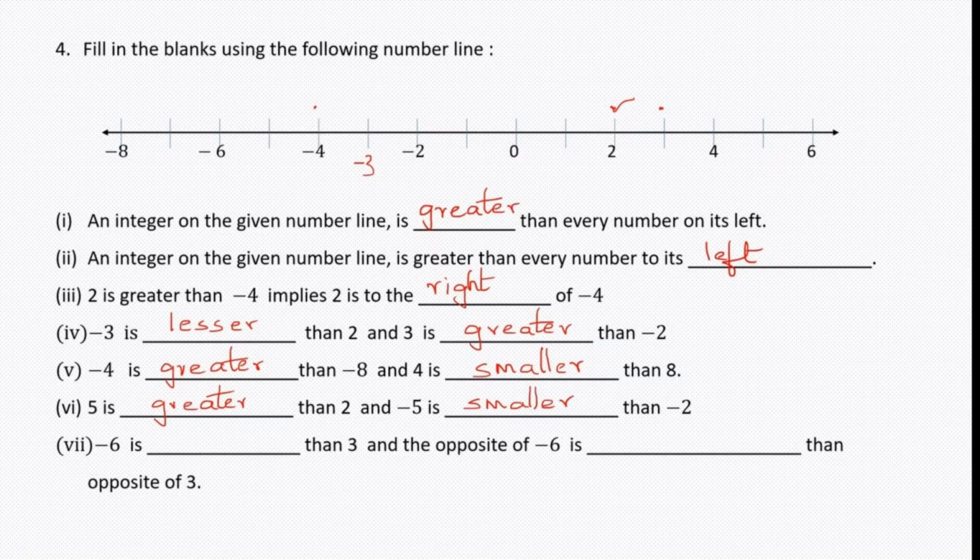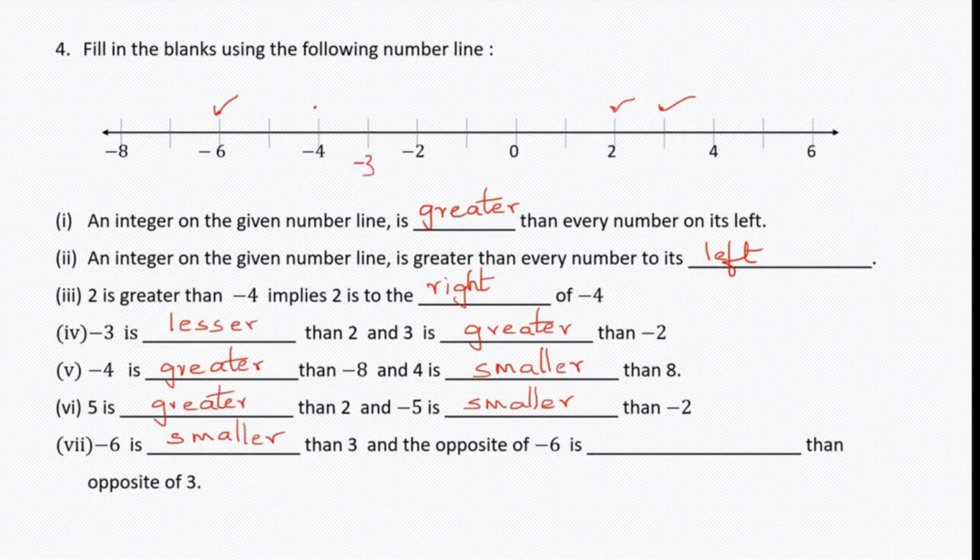-6 is dash than 3. -6 is here, 3 is here. Okay, this is -6 and this is 3. So -6 is on the left of 3. That means it is smaller than 3 or less than 3.